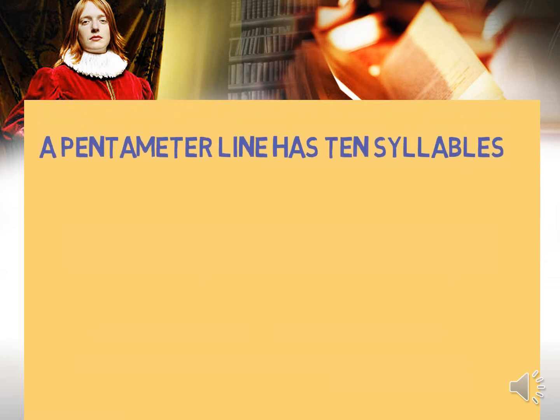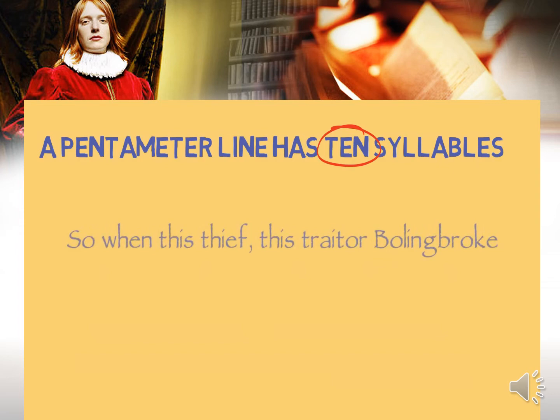Pentameter tells us that a typical line will be formed of 10 syllables, and this line taken from Richard II is a good example. So when this thief, this traitor, Bolingbroke. You should be able to hear the 10 syllables or individual vowel sounds clearly. So when this thief, this traitor, Bolingbroke.